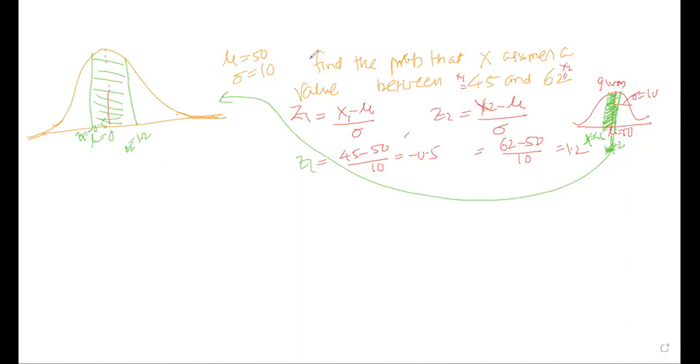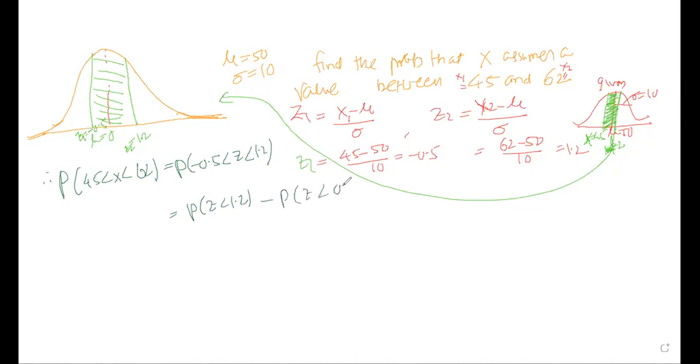Once I have this, now I can start my example. Therefore the probability of 45 less than x less than 62 is equivalent to the probability of negative 0.5 less than z less than 1.2. This can be written as the probability of z less than 1.2 minus the probability of z less than negative 0.5. You know this thing from the previous chapter, right? You can use the table over here. Here you're going to get 0.8849 and 0.3085.